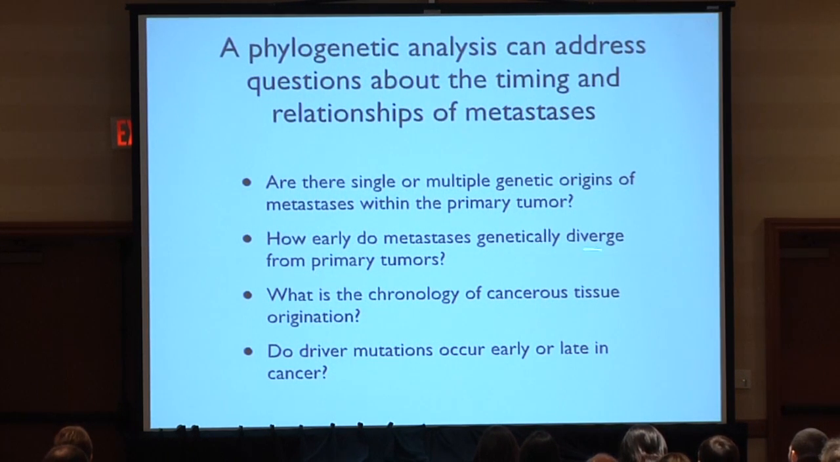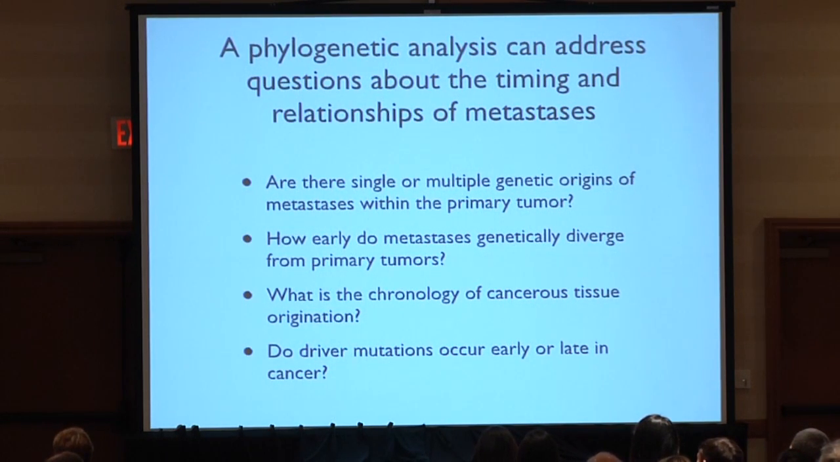How early do metastases genetically diverge from primary tumors? That's important, obviously, for therapy because you need to know whether you need to be thinking about metastatic lineages early in the treatment or only late in treatment of individual patients. What is the chronology of cancerous tissue origination? In other words, when does it actually happen? Did you have your cancer start diverging from your normal tissue 10 years ago, 5 years ago, 2 months ago, 20 years ago? And do driver mutations occur early or late in cancer?